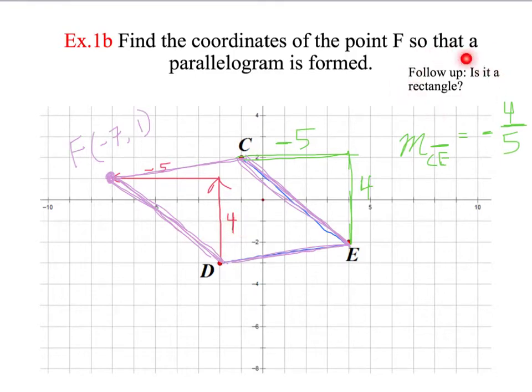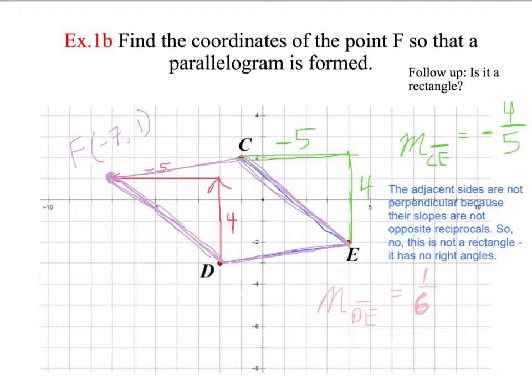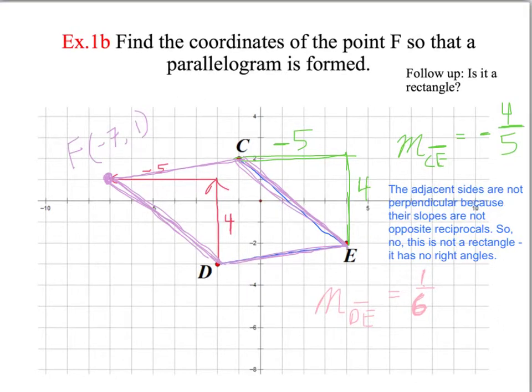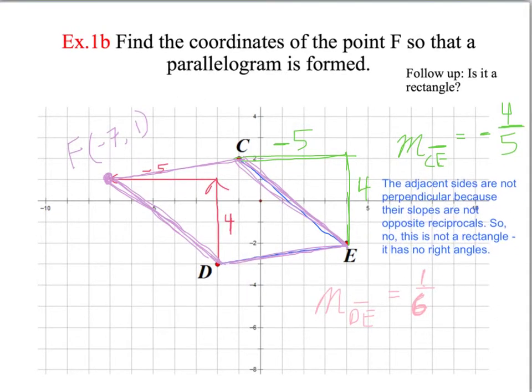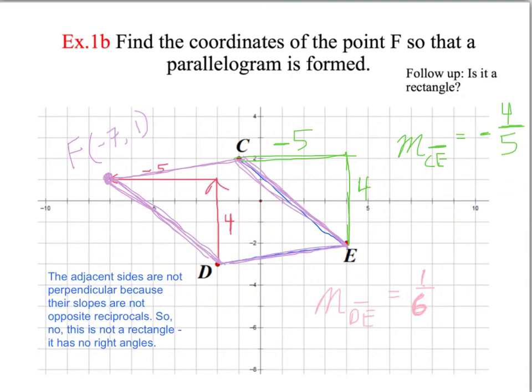Follow-up question, is it a rectangle? Well, we just sort of alluded to that. Pause, think about what your answer would be. I would say, well, the slope of DE is 1/6, and if I compare my two sides, one having a slope of 1/6 and the other a slope of negative 4/5, my conclusion would be, and pow, can you see it? I think you can see it. This right here would be my response to the question.